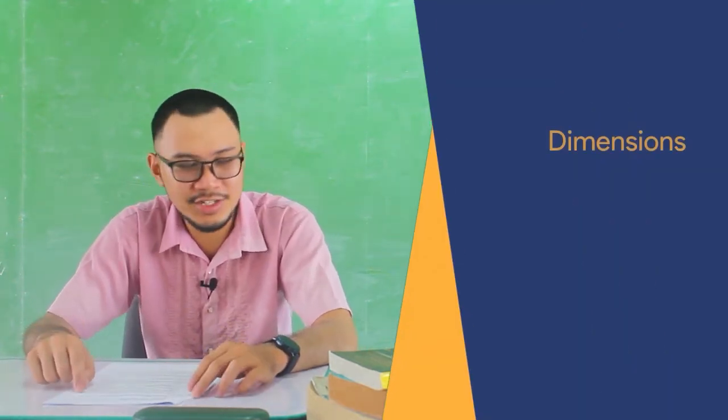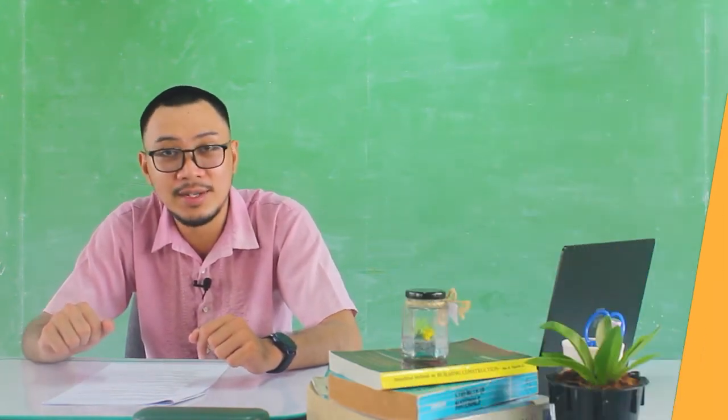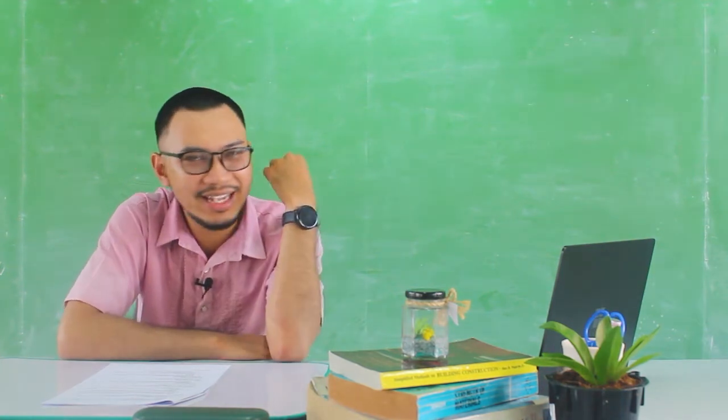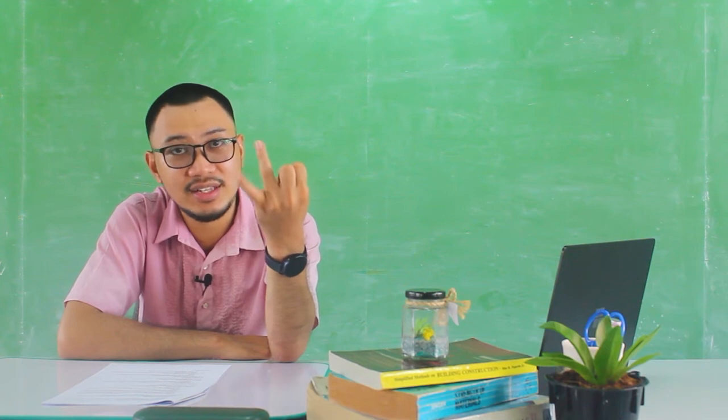So, what are dimensions? Actually, dimension basically means the measurable extent of some kind. So, we will talk about that later on para mas masabtan anato unsa nang dimension. Okay? And it also means the quantity you assigned to an object. Okay? So there are two classifications of dimensions. Again, I said it in our outcomes, we have primary dimensions and secondary dimensions. So what is the difference of these two?